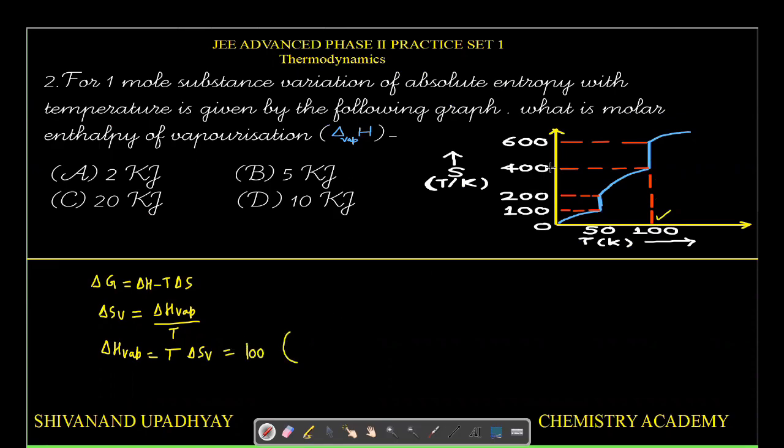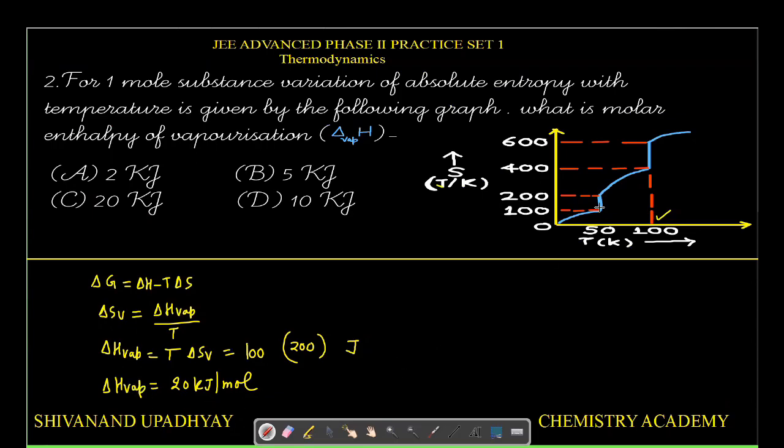And the entropy change here from 400 to 600, entropy increased by 200 units, right? Here we can write that this is Joule per Kelvin. So from here, we can find out what the enthalpy of vaporization is. This answer is in Joule. So if I have to convert into kilojoule, we divide by 1000. So this is 20 kilojoule per mole. So the enthalpy of vaporization, from here I can calculate.